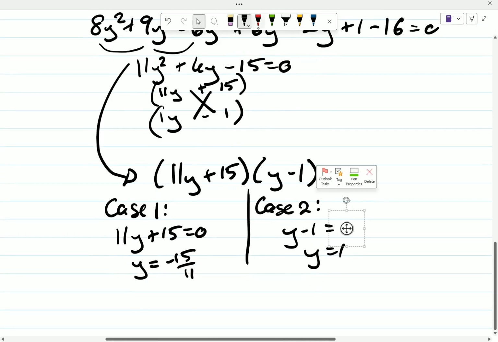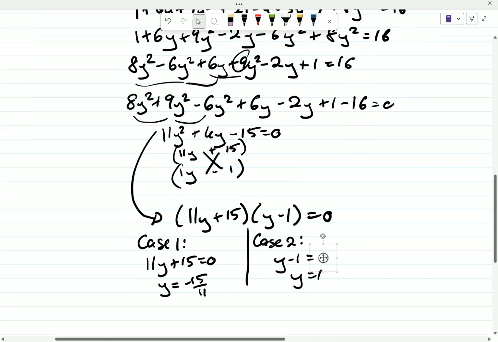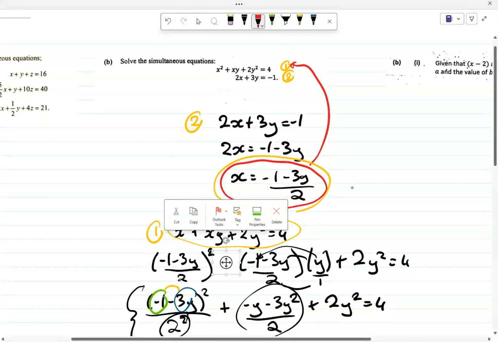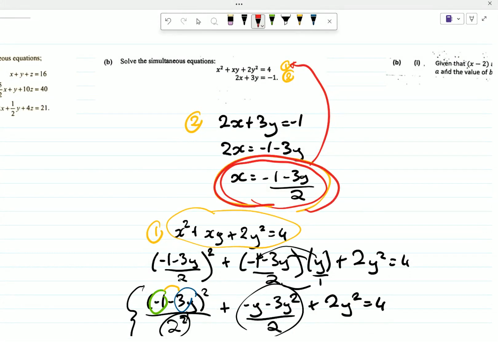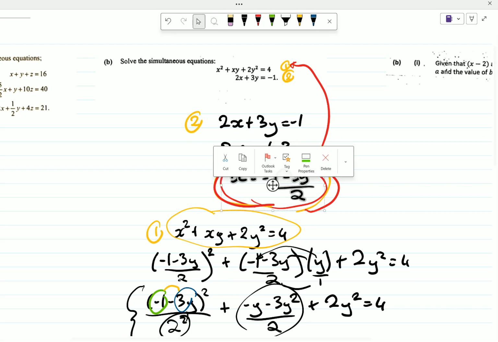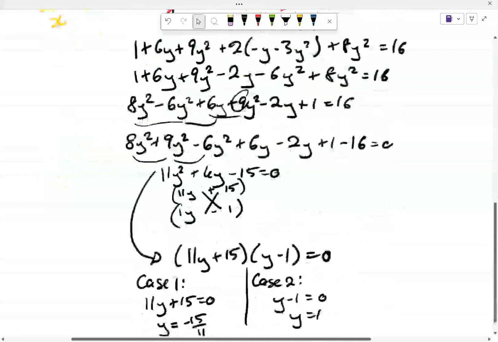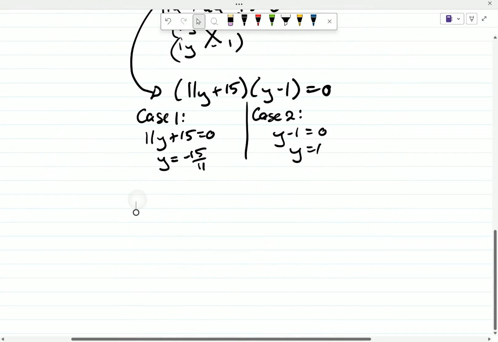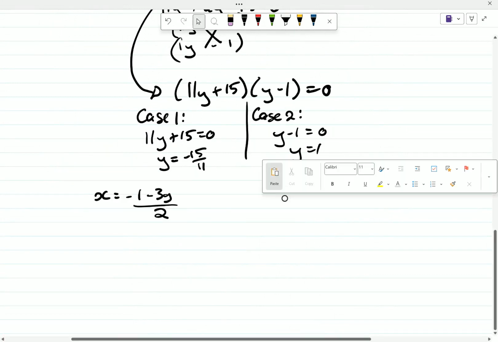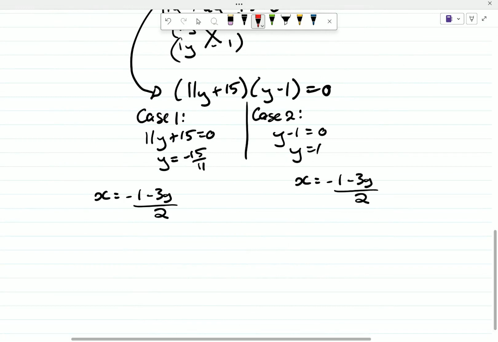Now, you think you're done, but you're not done. Basically, we're going to use this that we found for x. So I can actually copy and paste that. Copy. And we're going to bring it down here. And for each value of y, you're going to use this, and we're going to find the new x.